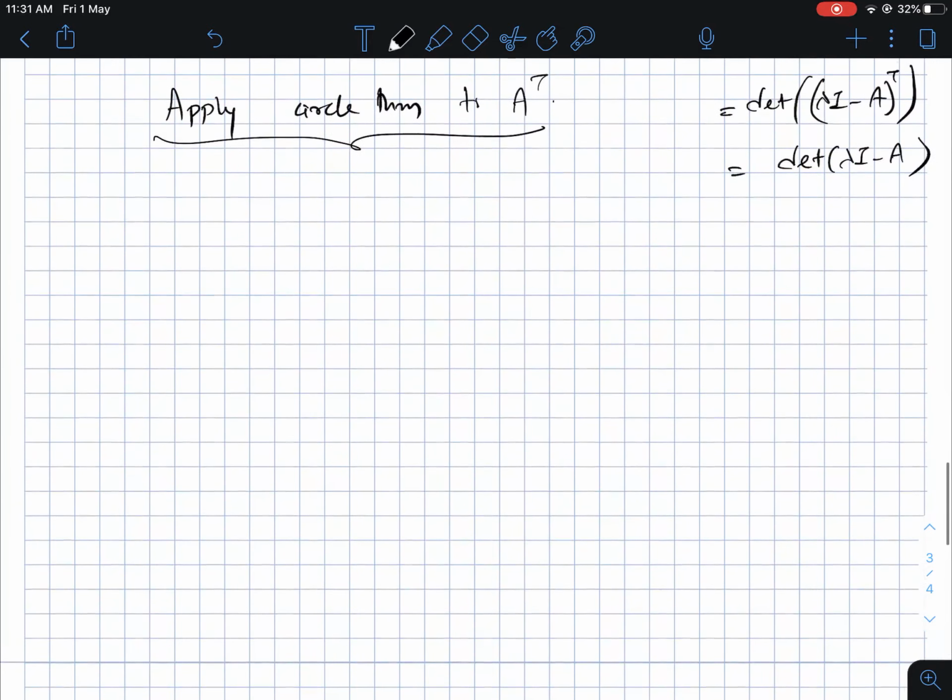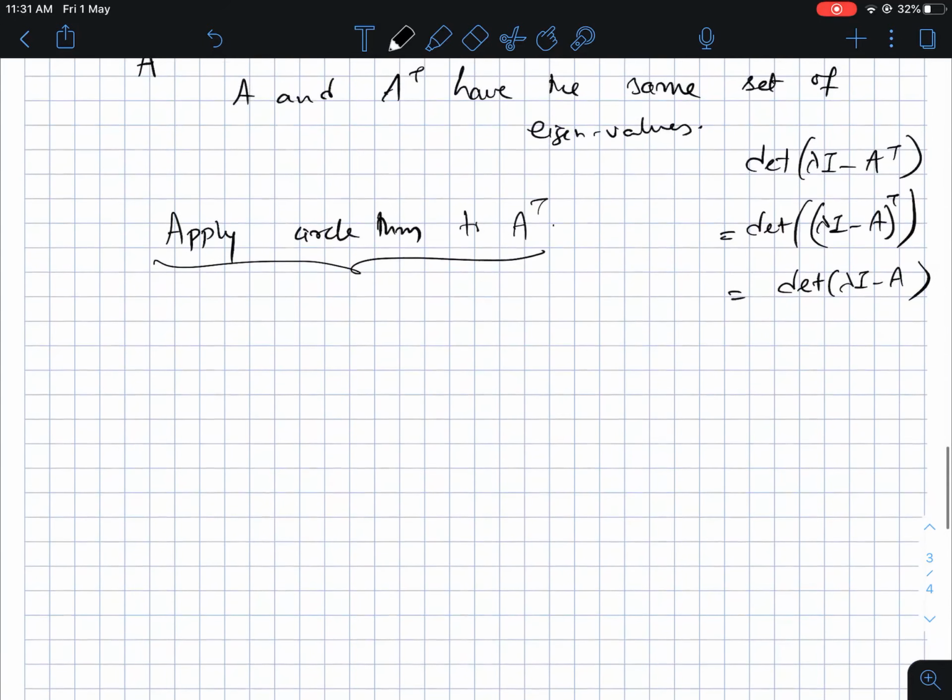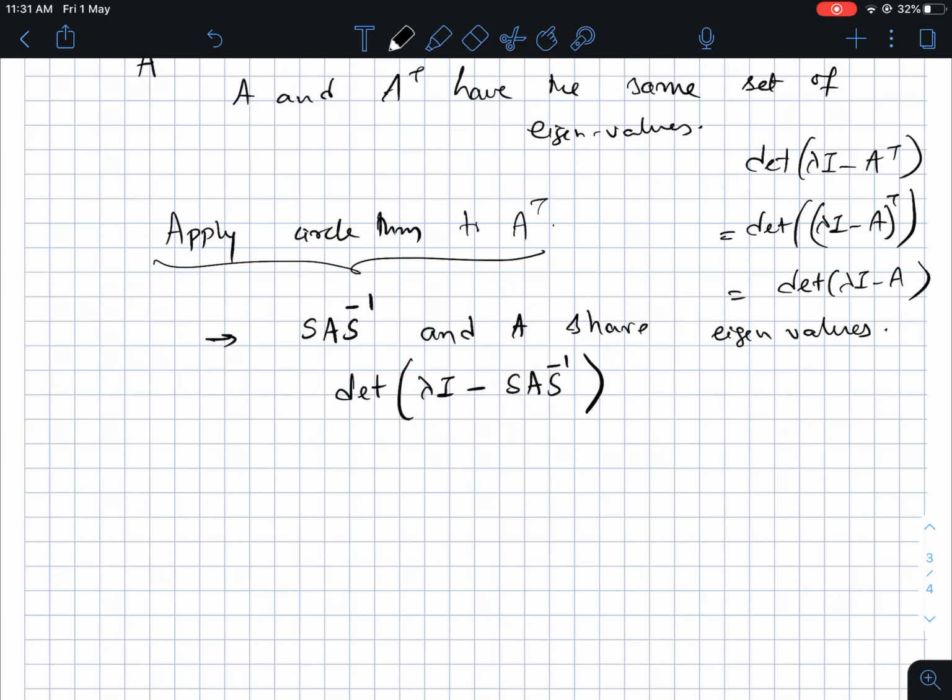You can actually do something even stronger. You can take any matrix S and consider S A S inverse. I might remind you that S A S inverse and A share eigenvalues. It doesn't matter what S is. S A S inverse and A share the same eigenvalues. It's because when you compute the characteristic polynomial of S A S inverse, you can just write I here as S times S inverse.